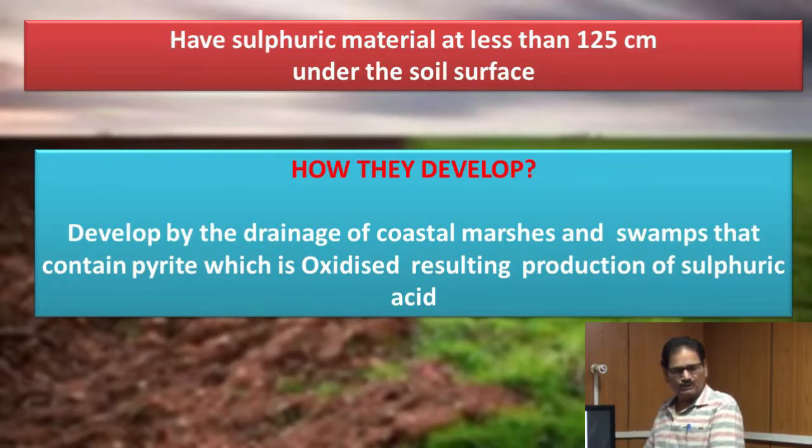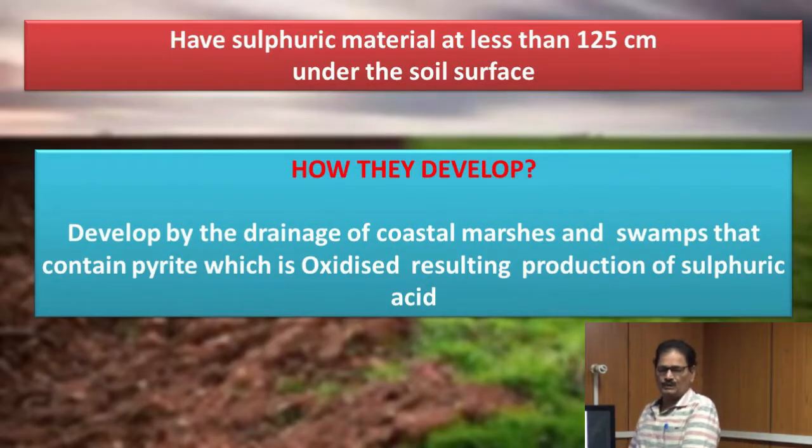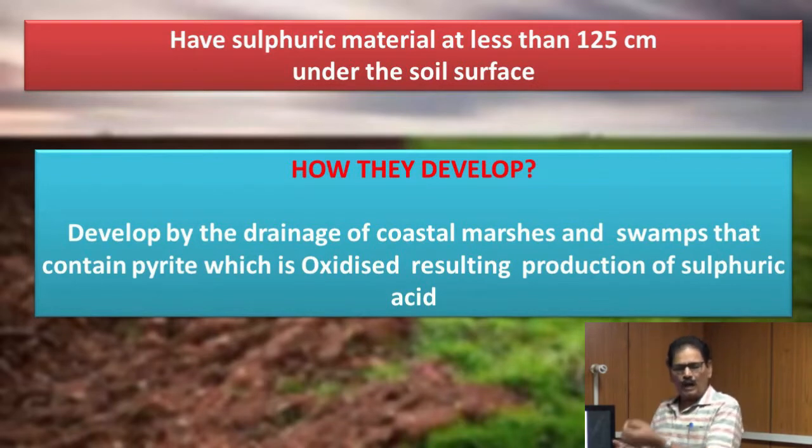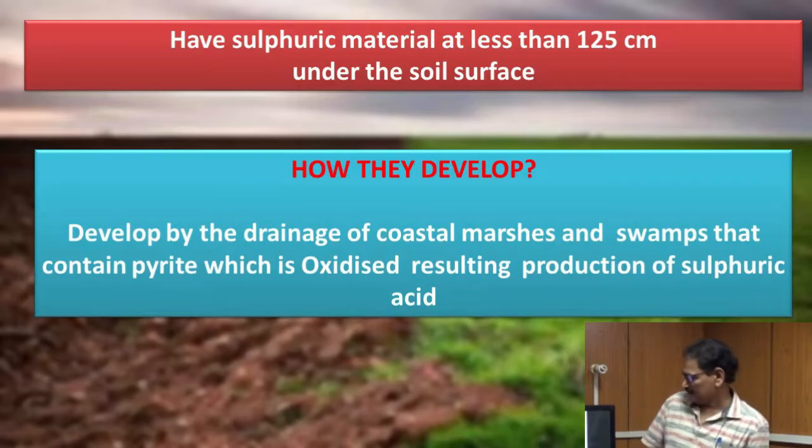As you know, sulfuric acid is a strong acid. When this type of acid is produced due to oxidation, our soil pH goes to 2 or 3. So this is a most important soil acidity problem, especially found in the coastal area.